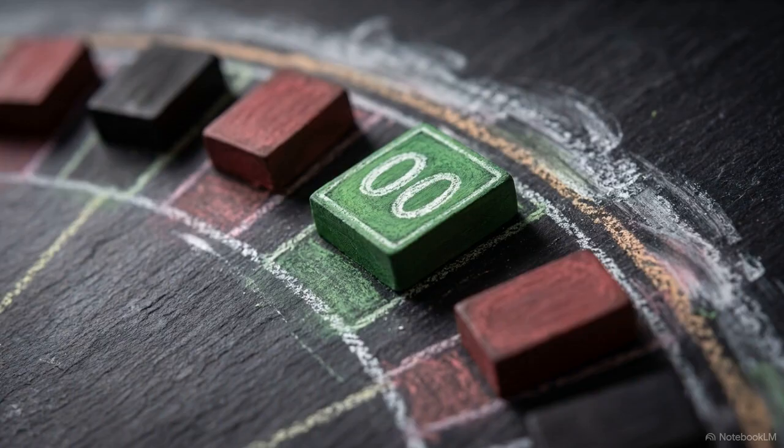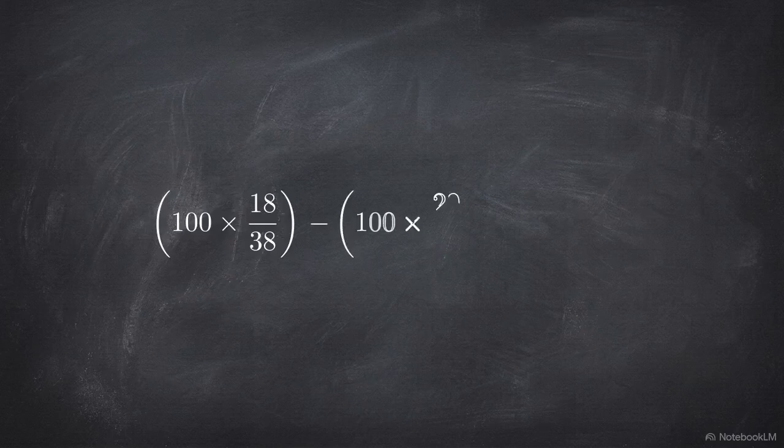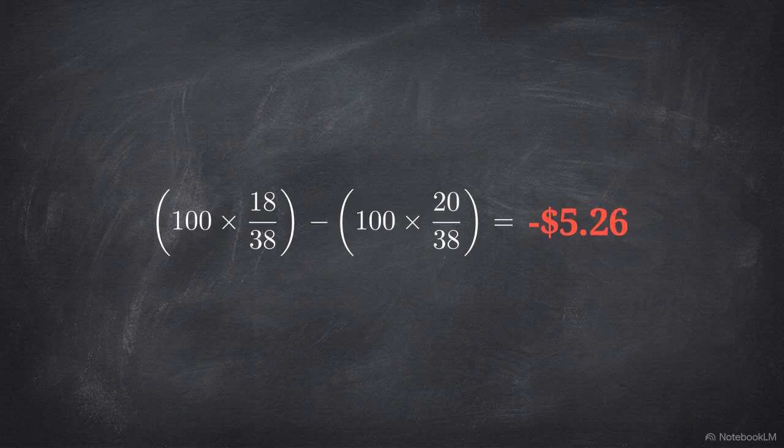A tiny physical change in the game's environment, adding just one single pocket, forces a recalculation of the entire mathematical risk profile. Welcome back. Following the shortcut, we take 100 times 18 over 38 and subtract 100 times 20 over 38. The final result is negative $5.26.